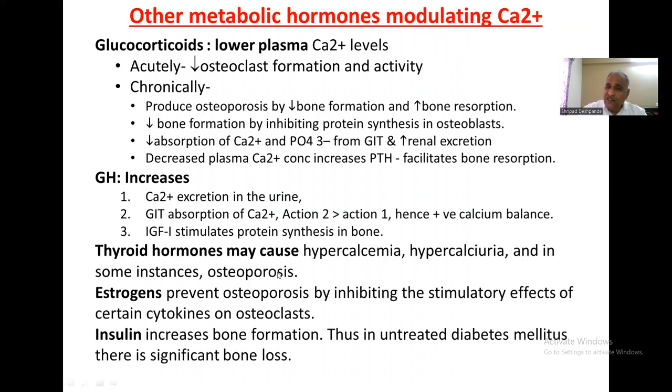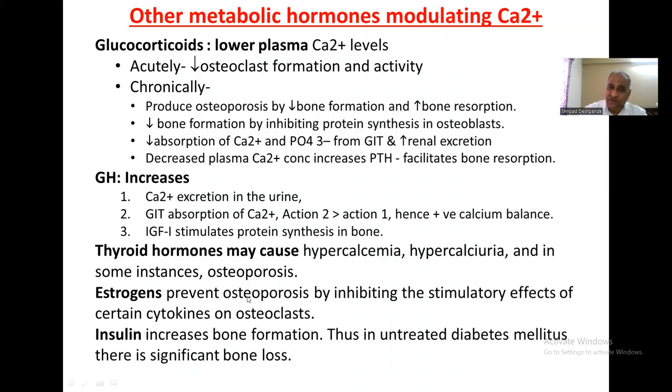Estrogen prevents osteoporosis by inhibiting the stimulatory effects of certain interleukins and cytokines on the osteoclasts. That is why after menopause, when estrogen levels are reduced, this preventive, inhibitory aspect on osteoporosis is missing. Then osteoporosis sets in. Similarly, the androgens, which will come in a later stage, will also have a similar effect on bone formation.